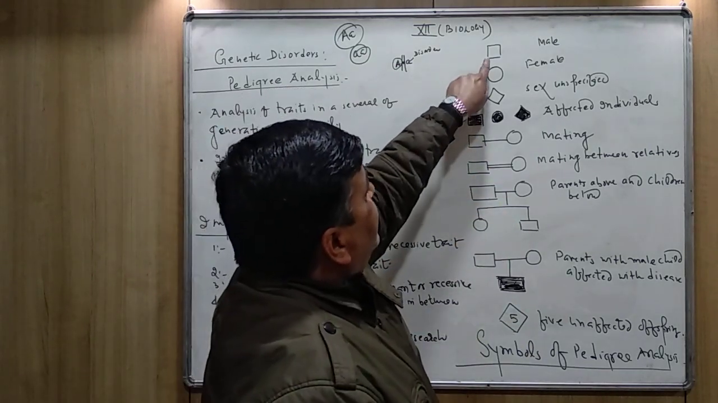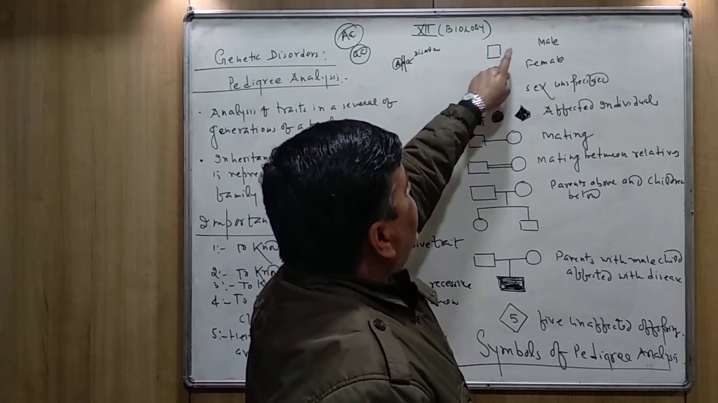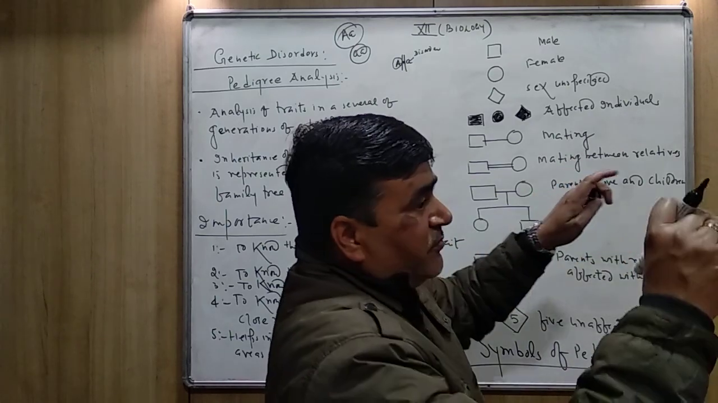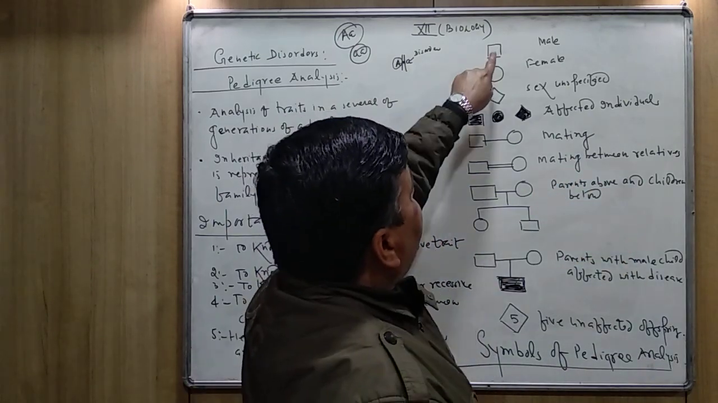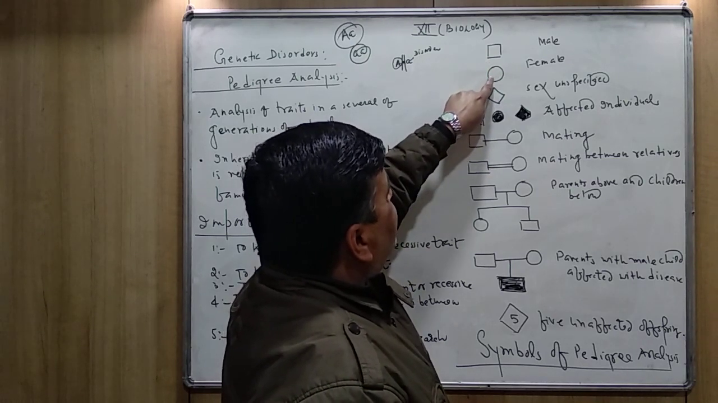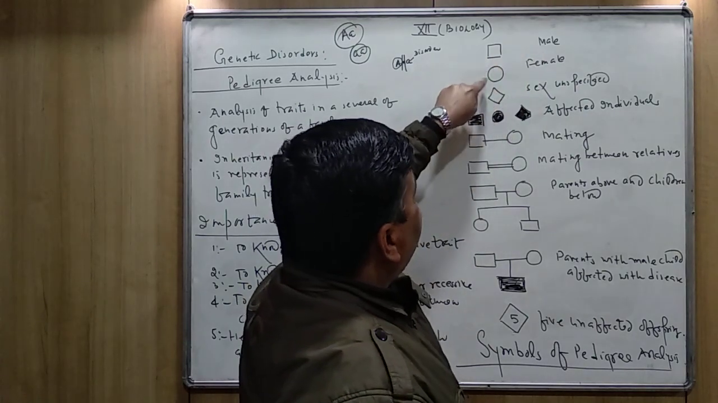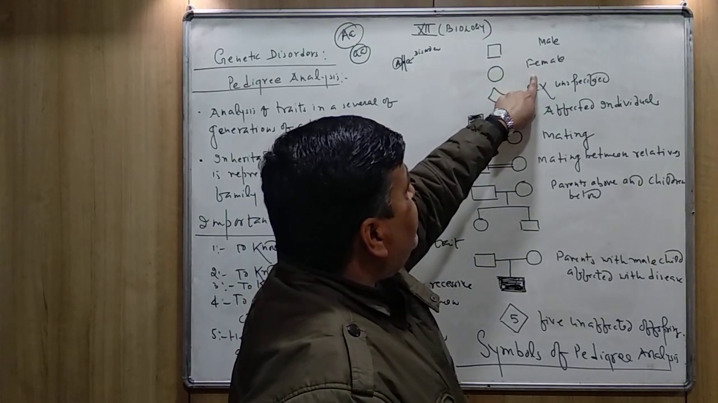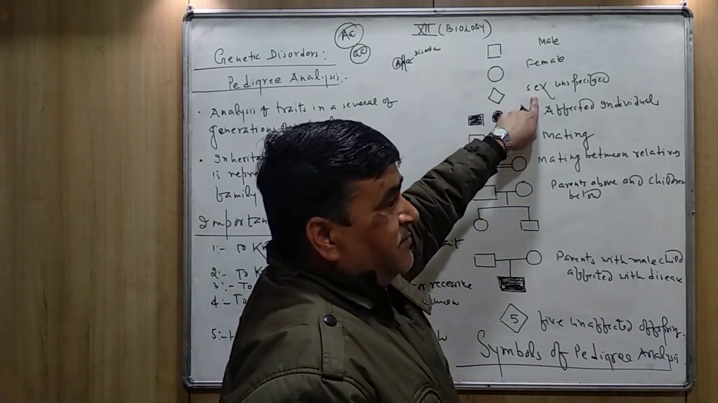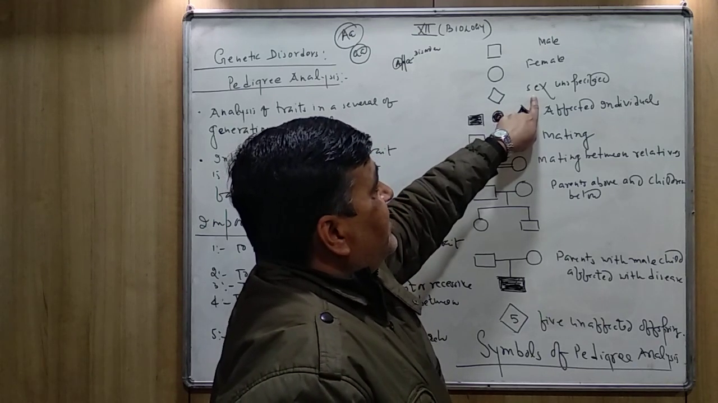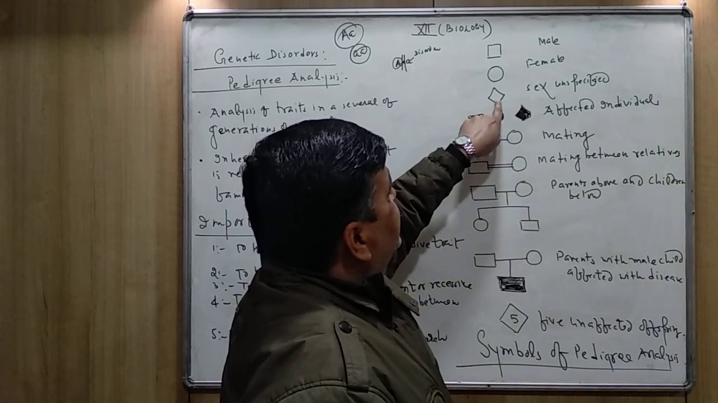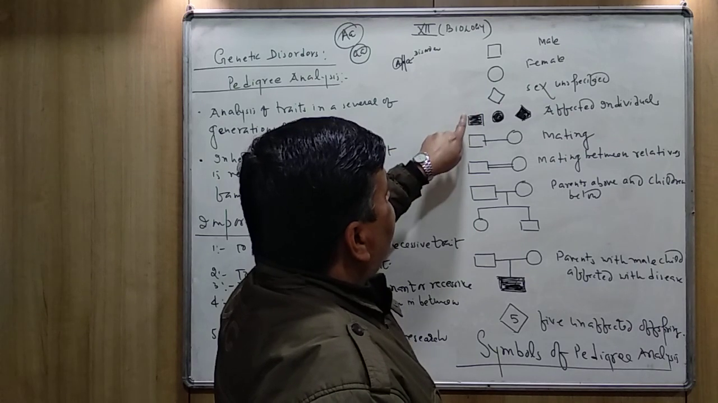So, the first one, this is the symbol for the male. I have written here symbols for pedigree analysis. If you are going to make the pedigree chart, this square is the symbol for male. This round shape indicates female. This structure indicates sex unspecified. If you don't know whether the sex is male or female, this is the symbol for the sex which is unspecified.